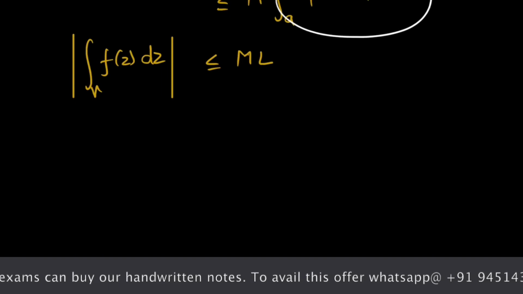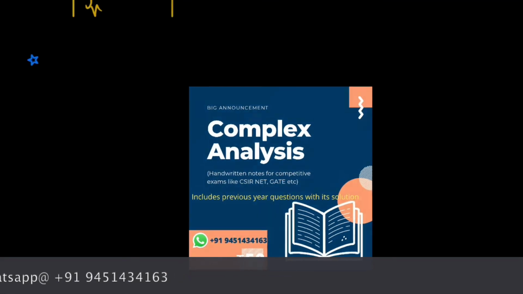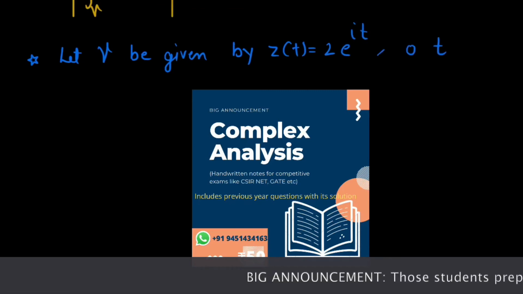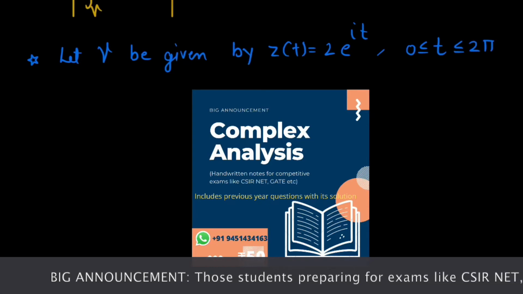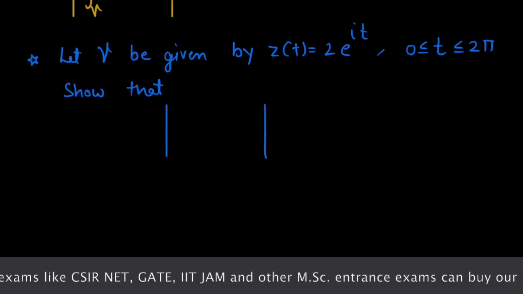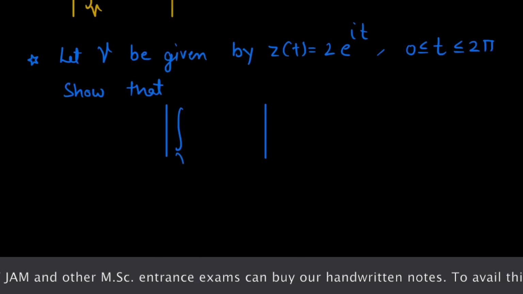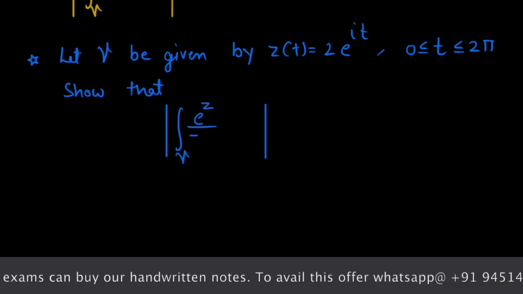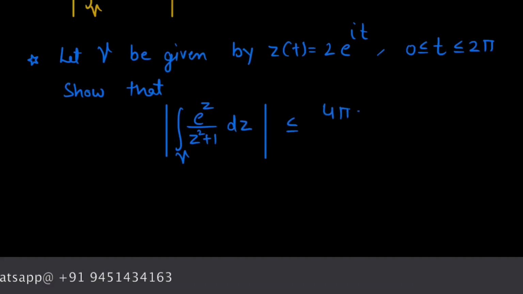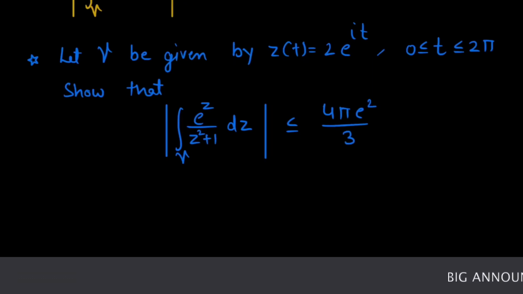Now let's do a problem based on this concept. We have a question here. Let gamma be given by z(t) equals 2e raised to the power iota t, where t is from 0 to 2 pi. Then show that the modulus of the integral over gamma of e raised to power z over z squared plus 1 dz is less than or equal to 4 pi e squared over 3. Clearly you can see we can easily prove this using the ML inequality.